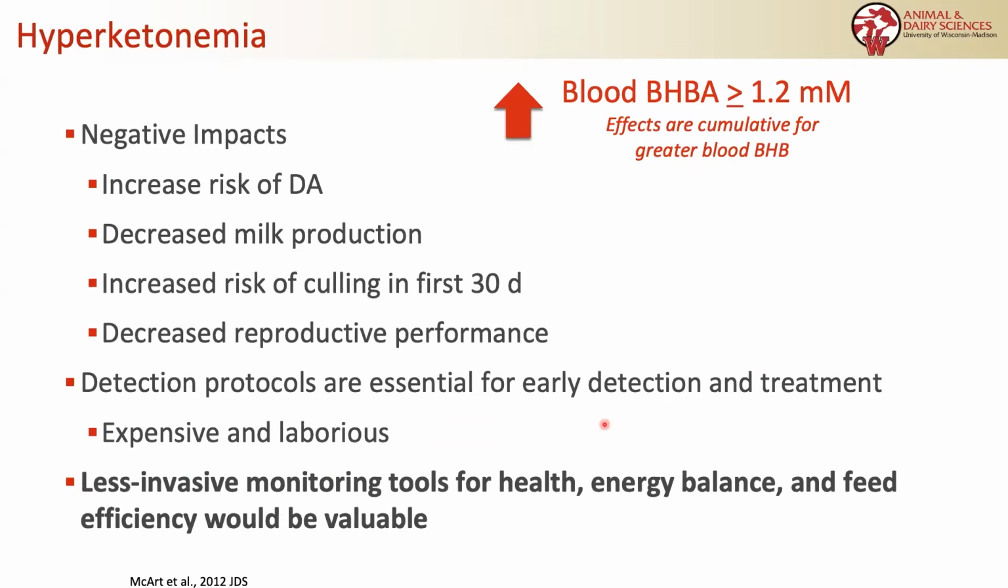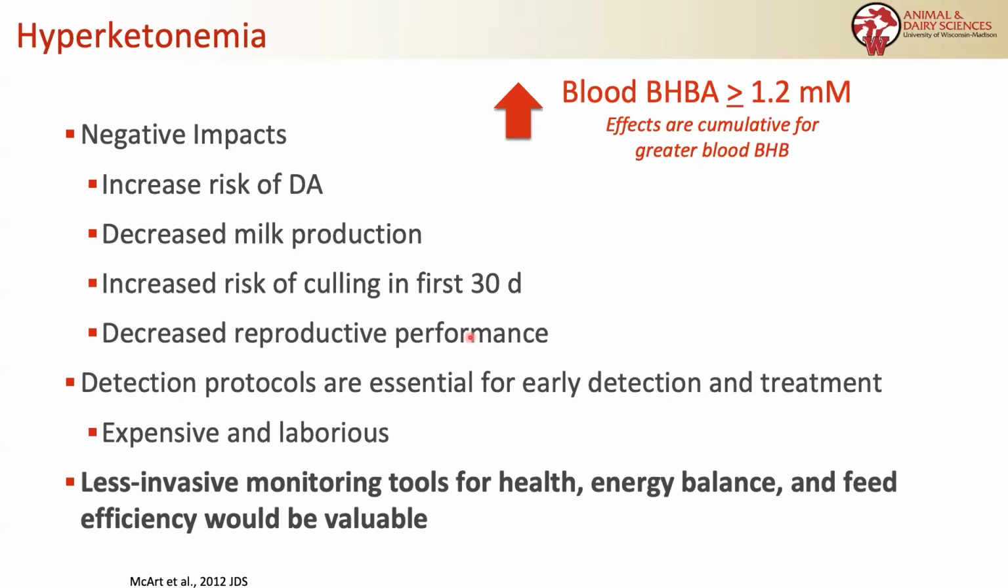One of those metabolic disorders that we focus on a lot is hyperketonemia, or subclinical and clinical ketosis. Hyperketonemia is defined as a blood BHB of greater than or equal to 1.2 millimolars of BHB. And there are cumulative effects as blood BHB increases. We know that there are more additive negative impacts. Some of those negative impacts would be an increased risk of displaced abomasum, decreased milk production, increased risk of culling in the first 30 days, and decreased reproductive performance.